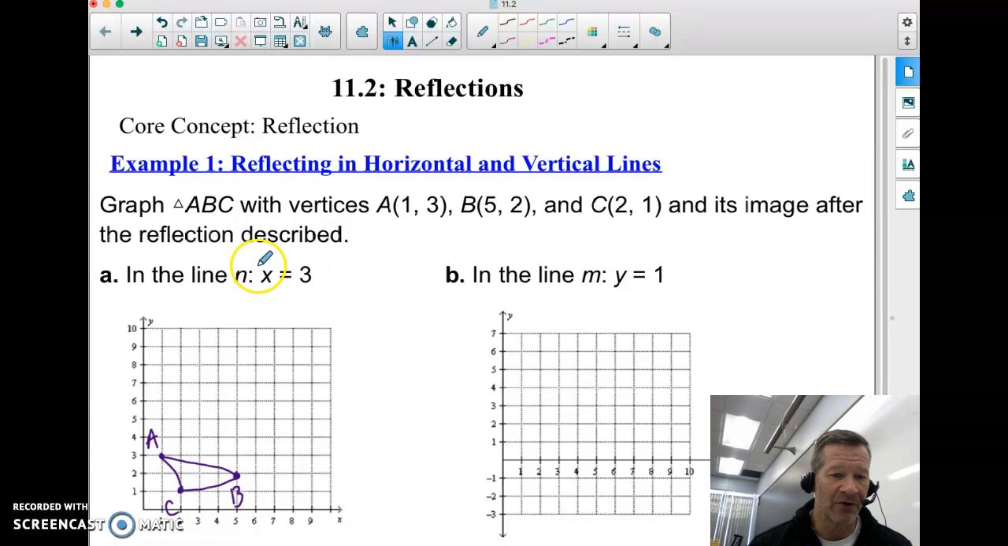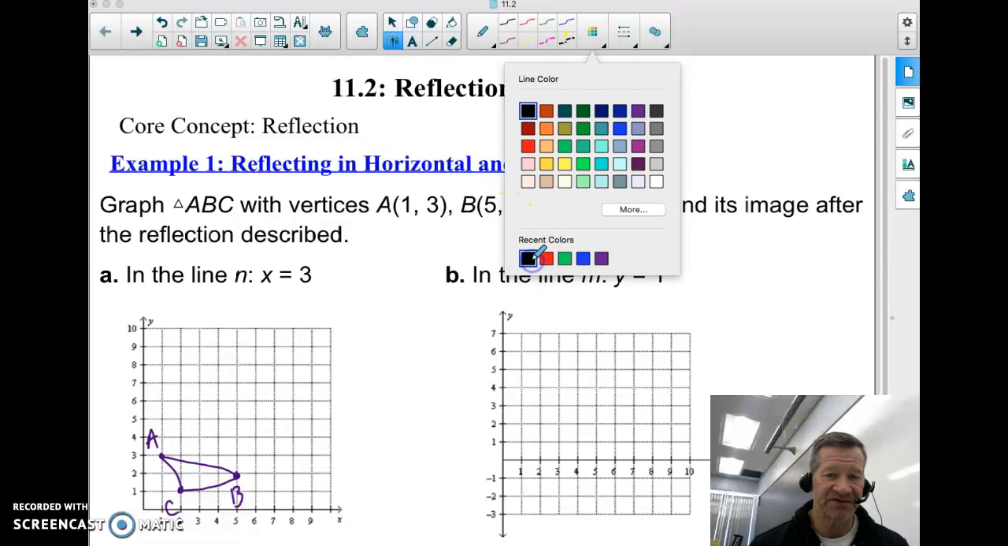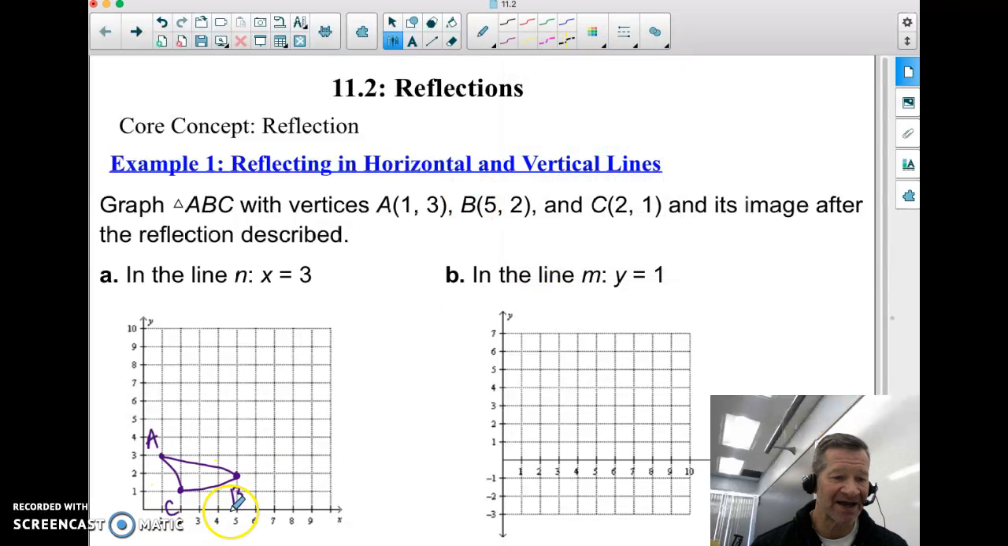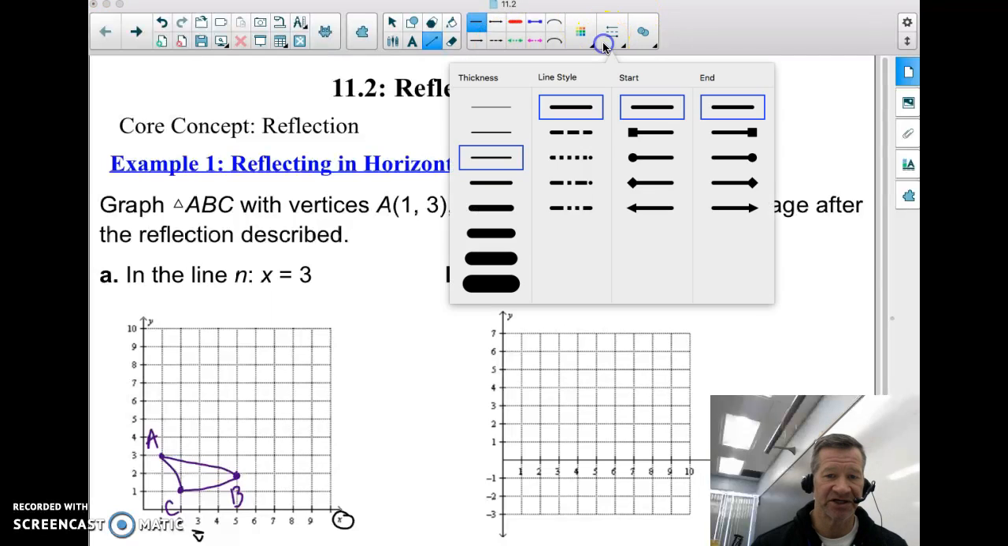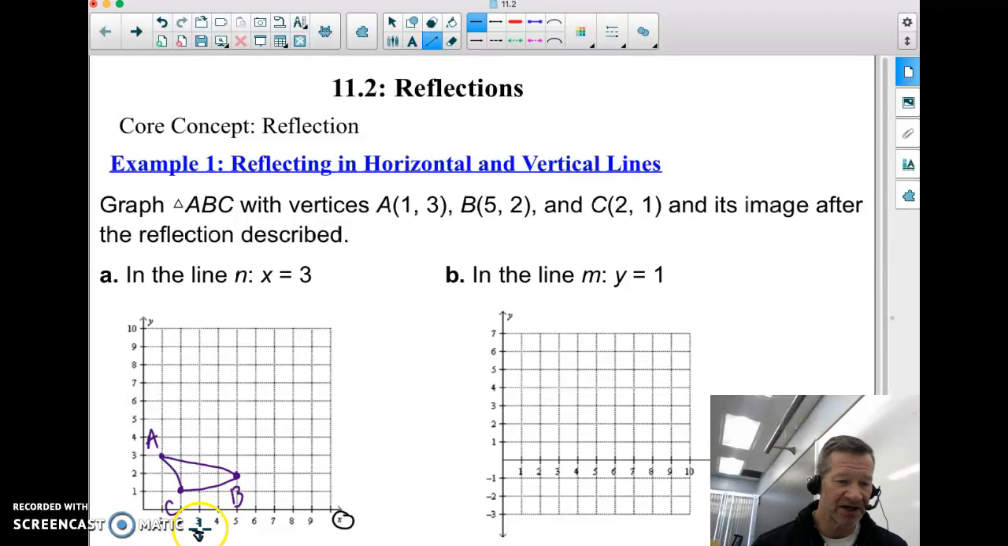Now what does the line x equals 3 look like? Well, the line x equals 3 is a line that would cross the x-axis at 3, and it'll be a vertical line. So it'll look kind of like this. I'm going to cheat here because I want to make sure this is straight. So let me just draw a line using this line tool right at x equals 3. And we will call this line N.